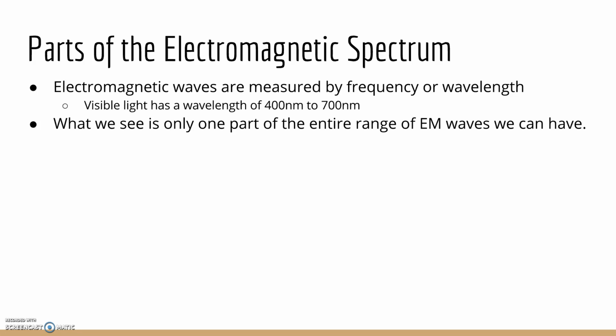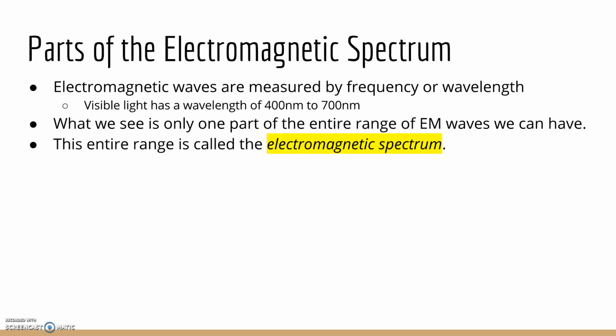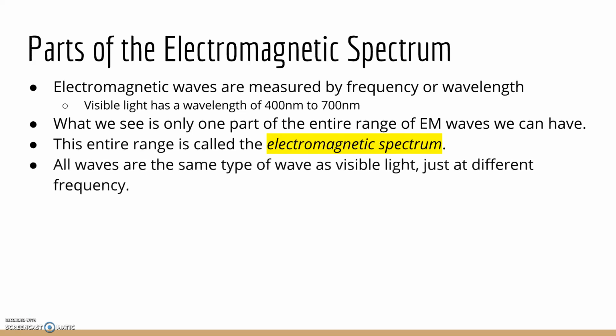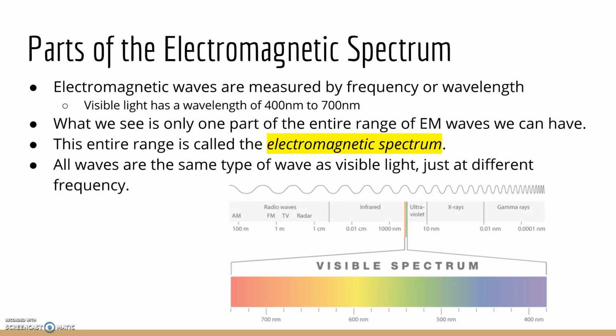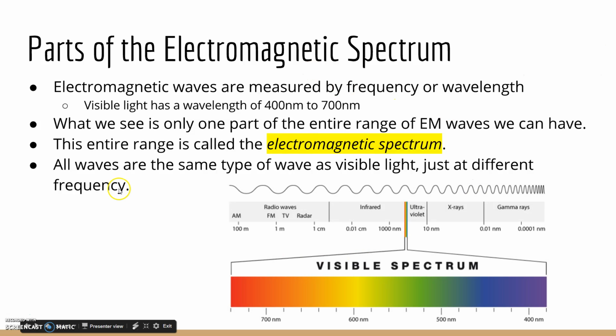So we see visible light, but that doesn't mean that's all that's out there. We've talked about this before. We've talked about ultraviolet rays, infrared rays. We can't see them, but they're there. This entire range is called the electromagnetic spectrum. Now, all waves are the same type of wave as visible light, which is a transverse wave, but they're just at a different frequency. So this is the entire electromagnetic spectrum, and this is the tiny sliver that we see.